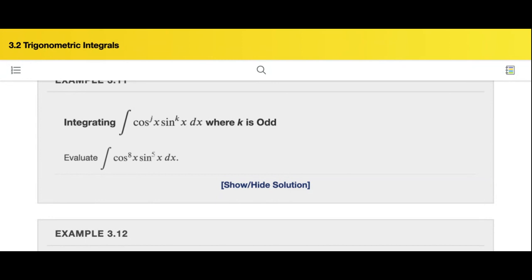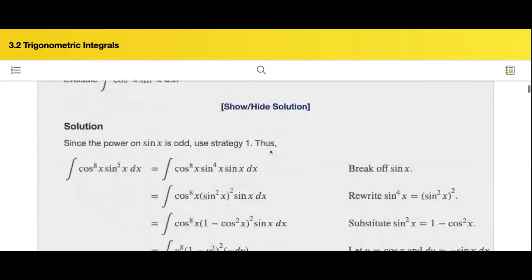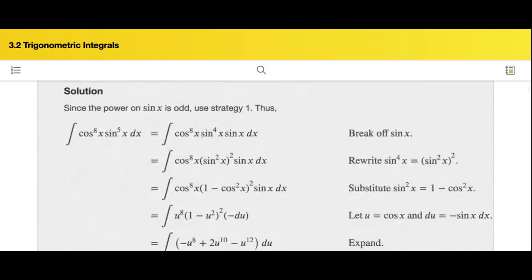We're going to write sine raised to 5 as sine raised to 4 times sine x dx. Then sine x dx will be our du, and cos x will be our u, or rather our negative u, right? So first, we split sine raised to 5 into sine raised to 4 and sine x.